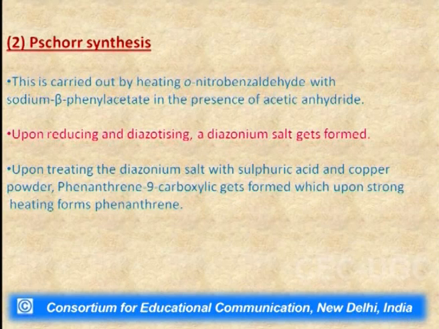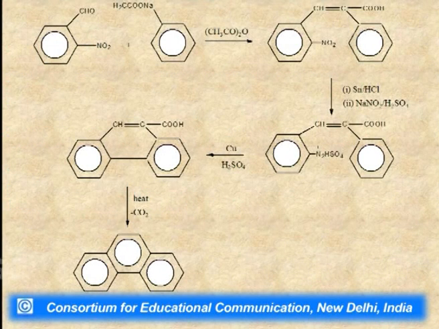It is carried out by heating ortho-nitrobenzaldehyde with sodium phenyl acetate in the presence of acetic anhydride, which upon reduction and diazotization will first give us the salt, and this salt on treatment with sulfuric acid and copper powder will give us the carboxylic acid, which upon heating will further give us the phenanthrene. You can see in the reaction we have taken ortho-nitrobenzaldehyde, and this is the sodium phenyl acetate molecule in the presence of acetic anhydride.